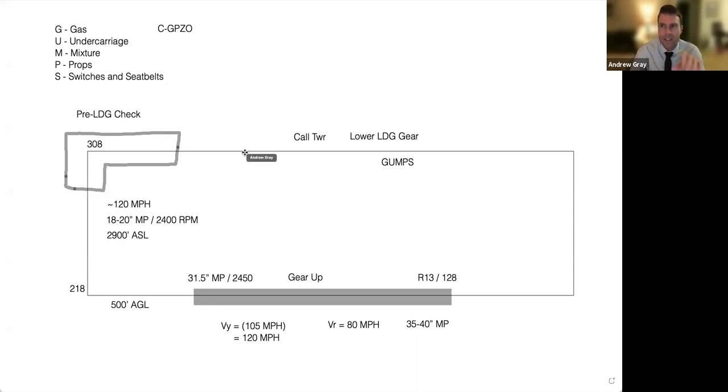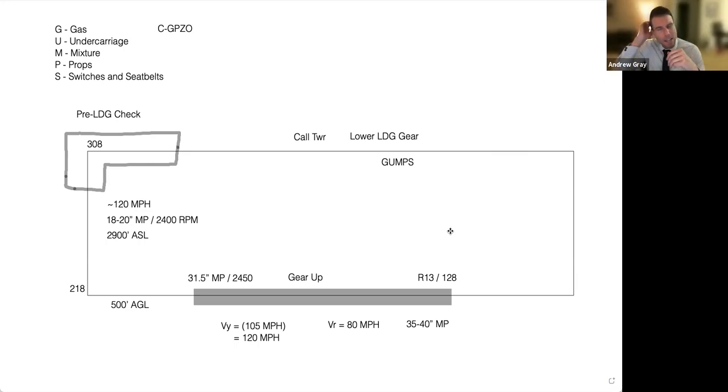It comes fast. You always got to think, what's the next thing I need to do? If you forget that pre-landing check, you'll hear it. That's going to delay your tower call. And then when the tower call gets delayed, especially if the radios are busy, that's going to delay your gear down. That might delay your GUMPS check. That's going to delay everything. So it really starts back here. If you can get this done quick, it's going to help you out.